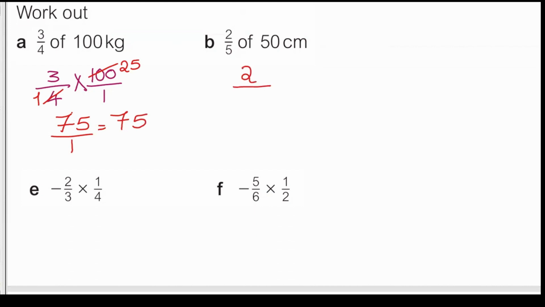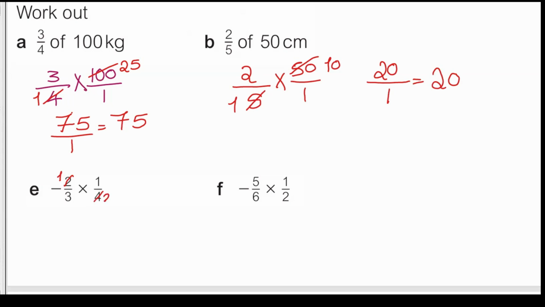Again, 2 over 5 times 50 over 1. So, divided by 5, this will be 10. Divided by 5, this will be 1. So you have 2 times 10, which is 20, over 1, which is 20. Let's go again. So, divided by 2, this will be 1. Divided by 2, this will be 2. Now, remember, you have a negative, so the negative stays. 1 times 1 is 1. 3 times 2 is 6. You multiply what's on top, you multiply what's on bottom.